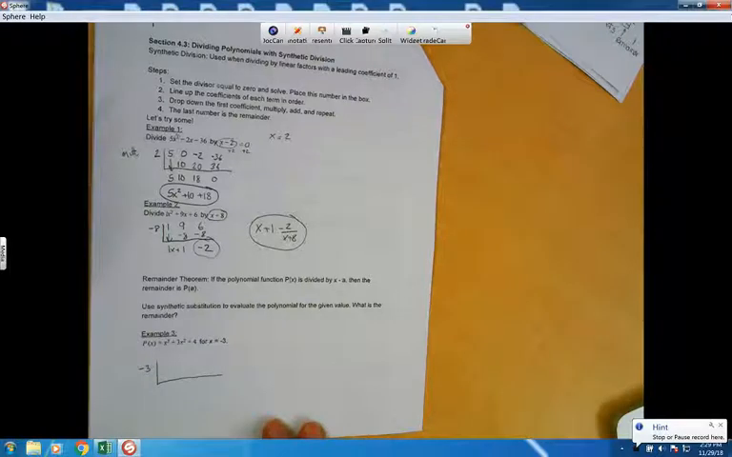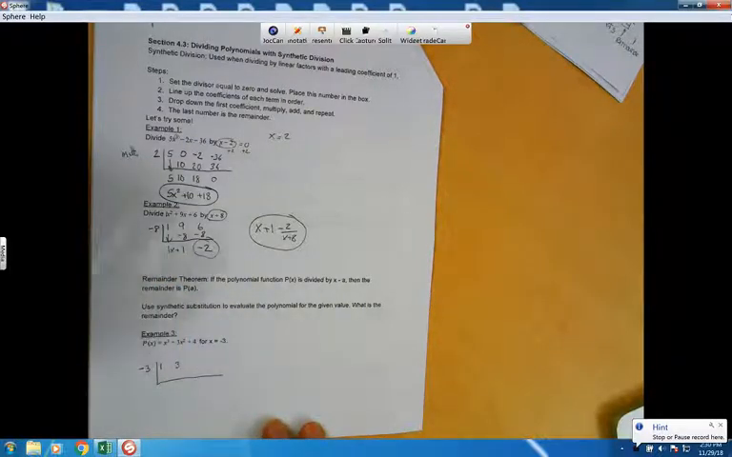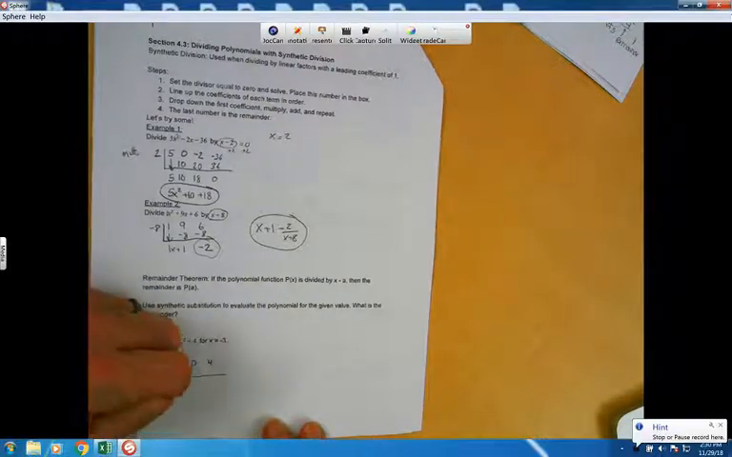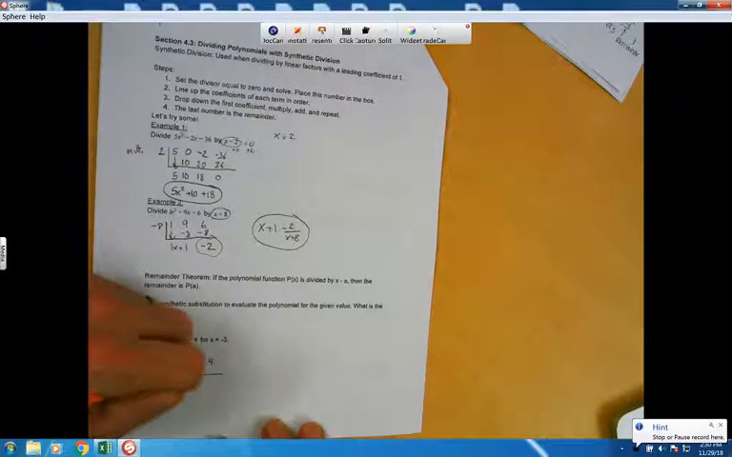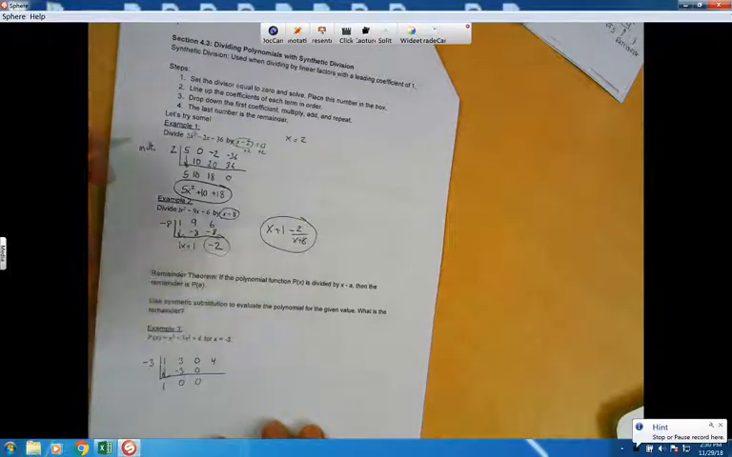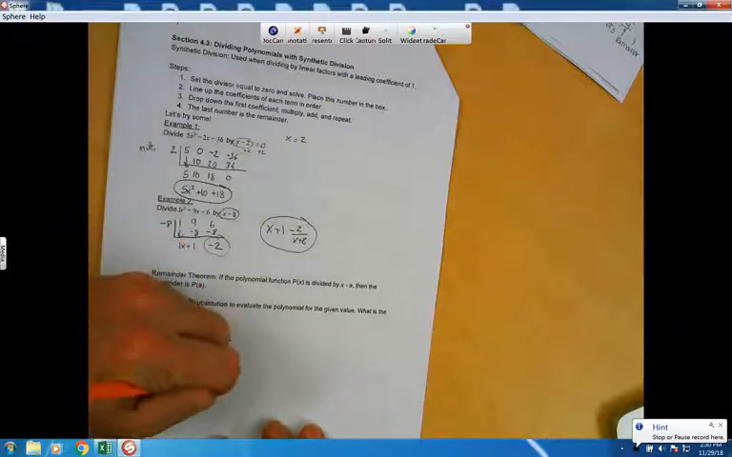So there we go. All right, x to the third, there's 1 of them. X squared, there's 3 of them. X's, there aren't any, so there's 0 of them. And numbers at the end, 4. All right, let's get it going. Drop it. Multiply it. Add it. Multiply it. Add it. Multiply it. Add it.